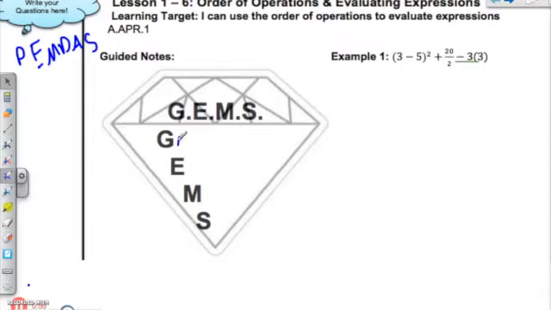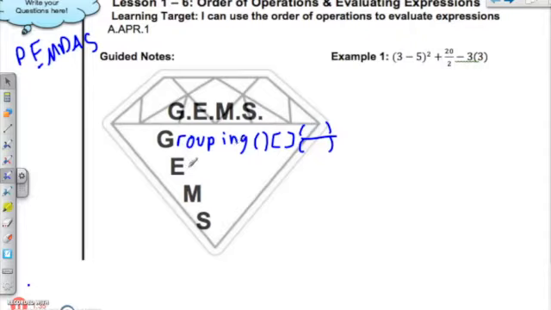So the first one we're going to look at is the G, and the G is going to stand for grouping. Now grouping can mean a couple different things. For instance, it could be parentheses. It could be brackets. It could even be a fraction bar, grouping a top section and a bottom section. So grouping is going to include all those different topics, and that's going to be what we always are going to do first. Sometimes you'll find that within those parentheses you have to do your own set of order of operations, and we'll look at some examples of those later on.